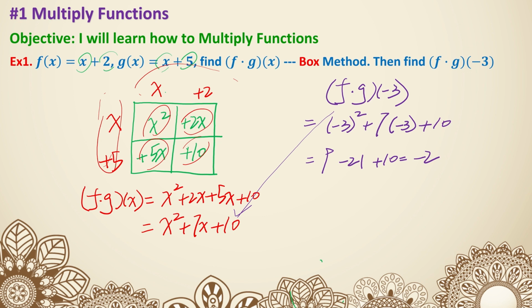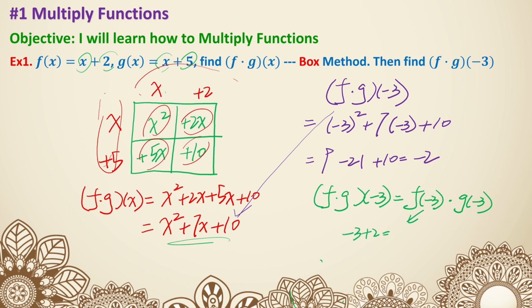That's one method. The other method, let's say you didn't actually calculate what is f times g of x. In that case, f times g of -3 is the same as f of -3 times g of -3. So you can calculate them separately. F of -3 is -3 plus 2, which is -1. G of -3 is -3 plus 5, which is 2. So eventually, this is going to be -1 times 2, which is -2. So these are two different methods to plug in.